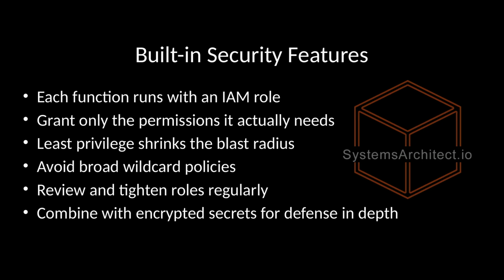16. Built-in security features. How do you limit what a function can touch? Every Lambda function runs with an IAM role that should grant only the permissions it actually needs. This principle of least privilege means a compromised function can do very little damage because its blast radius is tiny. Avoid broad wildcard policies and review roles regularly. Getting identity right is the single highest leverage security decision in a serverless stack.